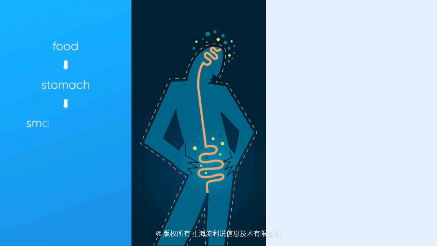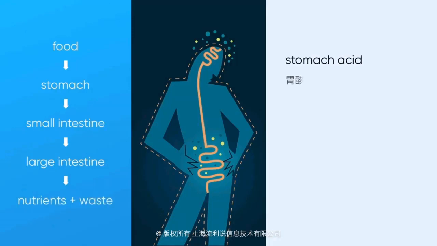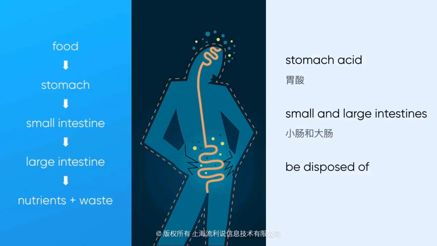The food then goes into the small and large intestines, which extract the nutrients to provide energy for the body. The parts of food that are not useful to the body go through the small intestine and then the large intestine. After the long journey through the intestines, the remaining food is disposed of as waste.